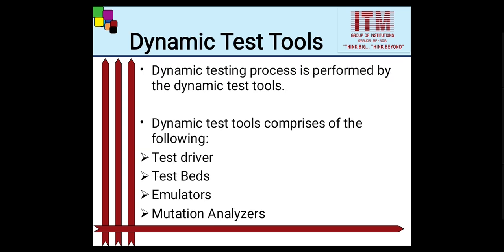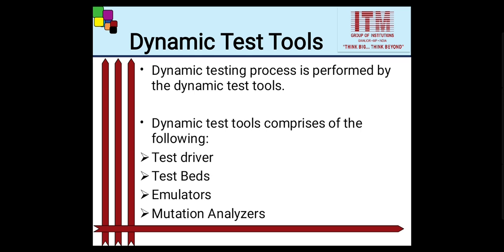Now the next is the dynamic test tools. The dynamic testing process is performed by the dynamic test tools. This type of tools tests the software with existing or current data. The dynamic test tools comprise the following four types.